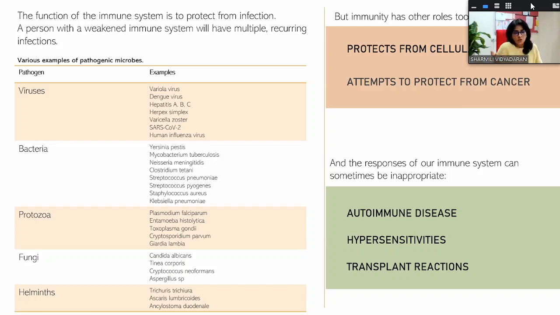Okay, so we just discussed what our immune system does for us. Now let's talk about what our immune system is. So when you think of immune system, what organs or cells or components do you think of?